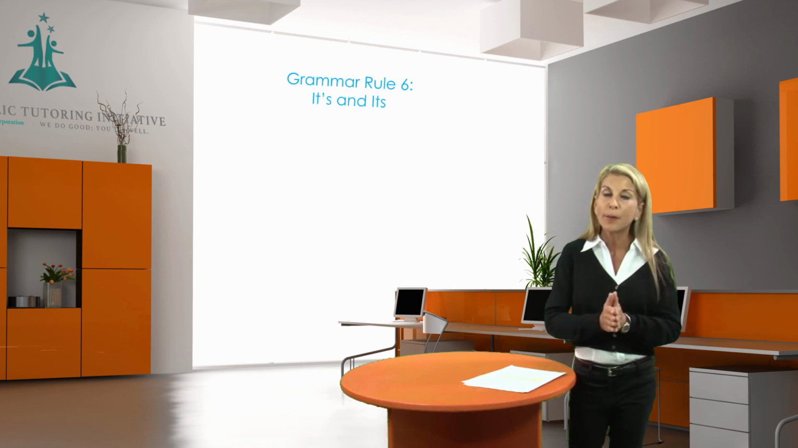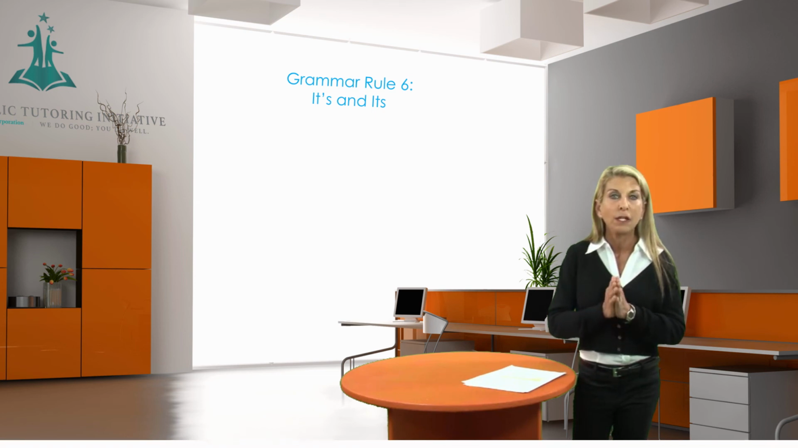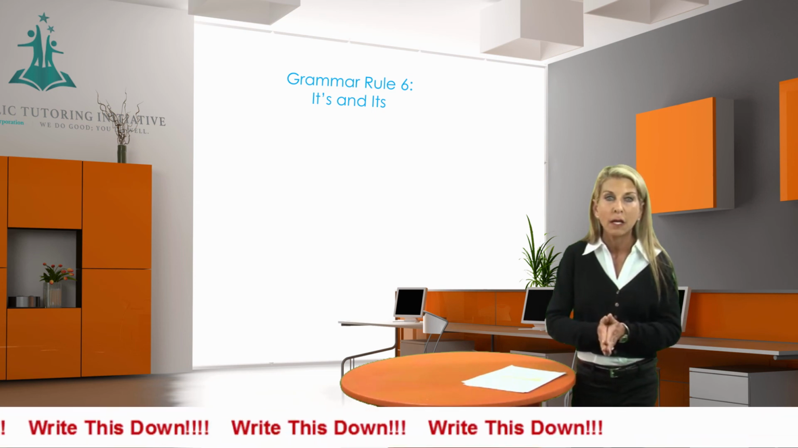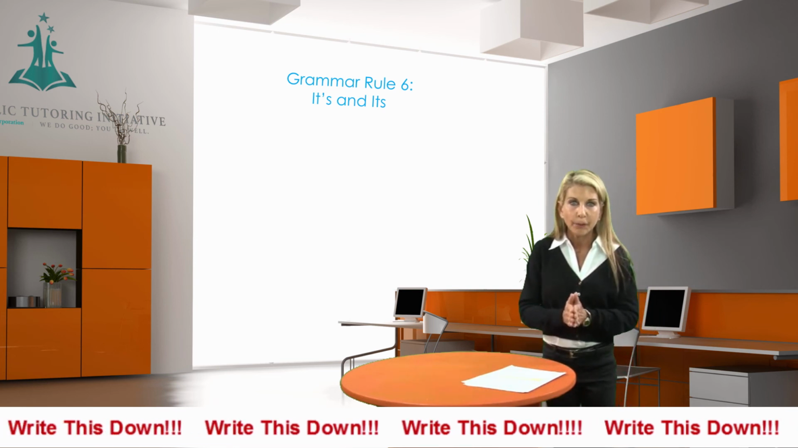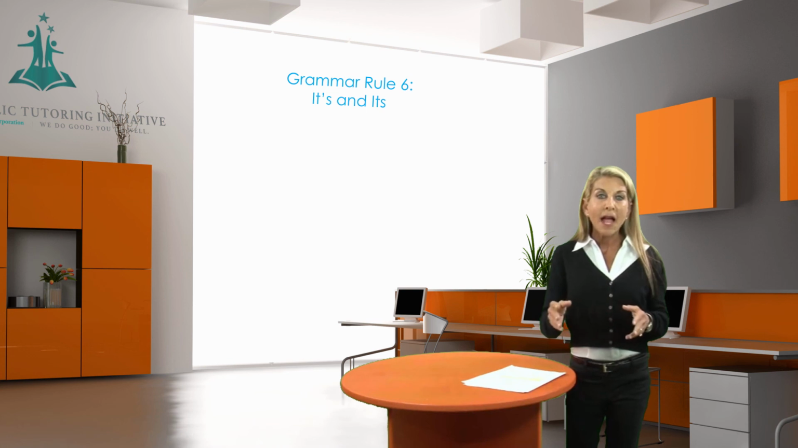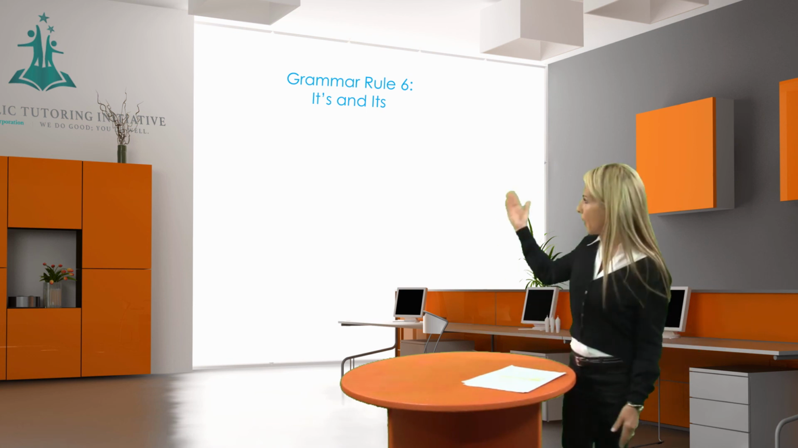Okay, now we can move on, if you're ready, to Grammar Rule 6. And I promised you we'd get to the its. IT apostrophe S and ITS. You need to write this down and learn it. Now stay with me here as we learn the IT rule. Okay, write this down and memorize it for life, and you'll never have to get it wrong again. Ready? Here we go.